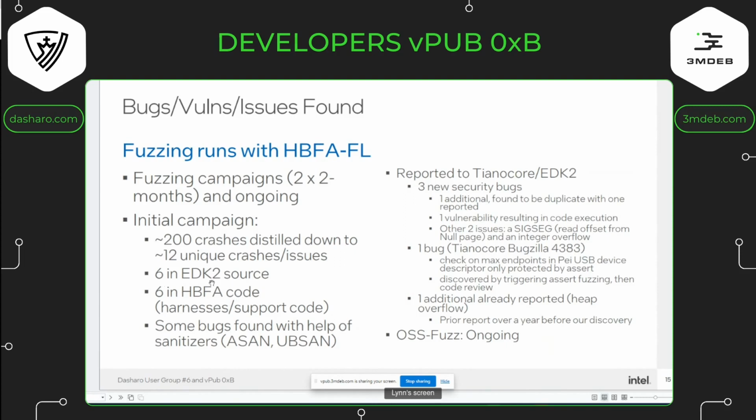And importantly, we were able to feed some of the bugs back to TianoCore EDK2. Three were fairly significant security bugs, and there may have actually been another one that was an overlap with one already found, as well as some additional bugs that we reported to them. Since this time, we've been able to actually get this out to OSS-Fuzz, and that is operating and finding things that are getting directly reported.